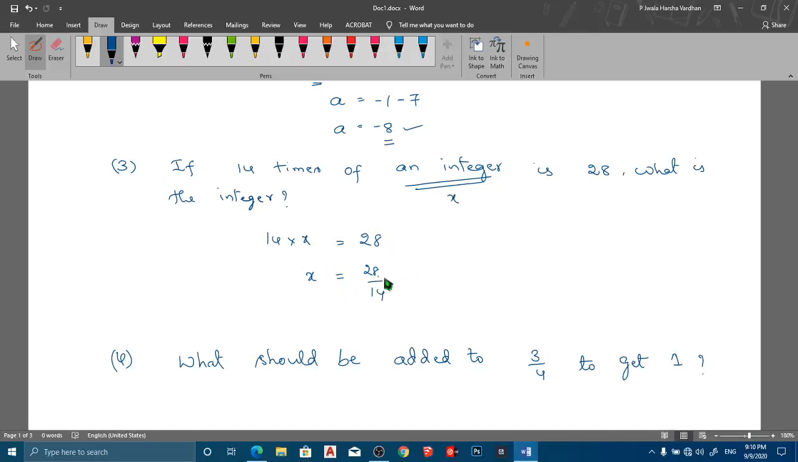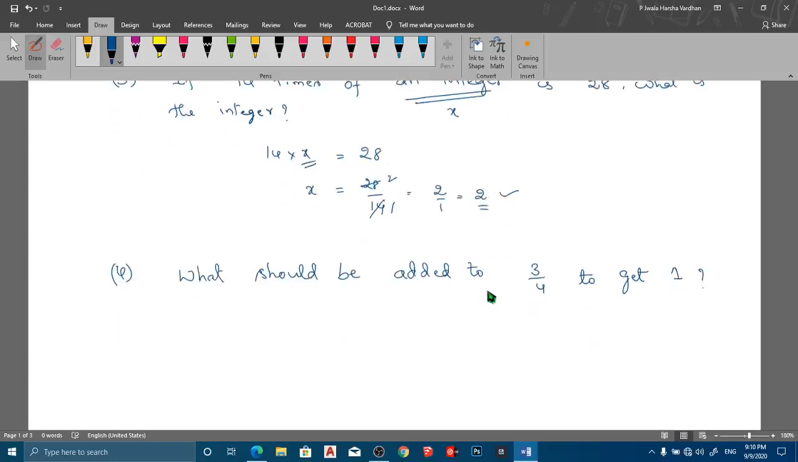Now if you divide 28 by 14, 14 ones are 14, 14 twos are 28. So 2 is the answer. 14 twos are 28, you already know this. So the unknown value x is equal to 2 here. So this is also finding out the unknown value.